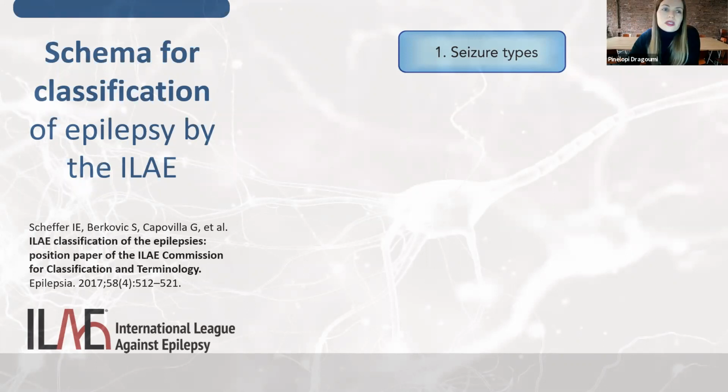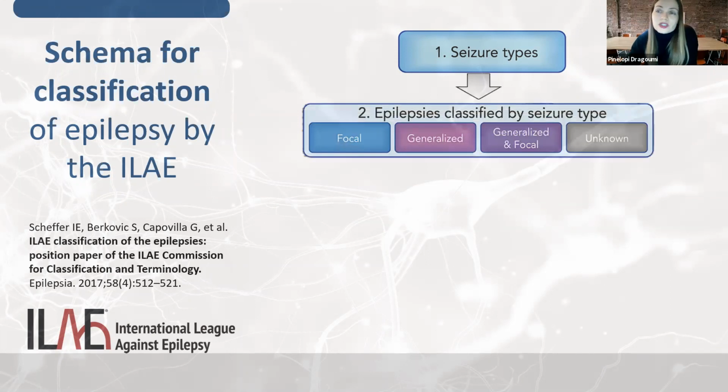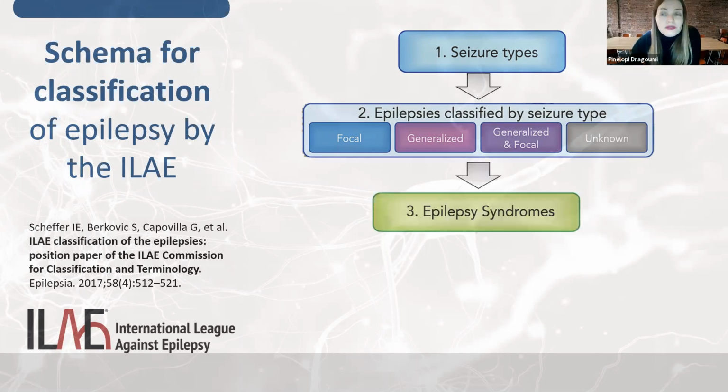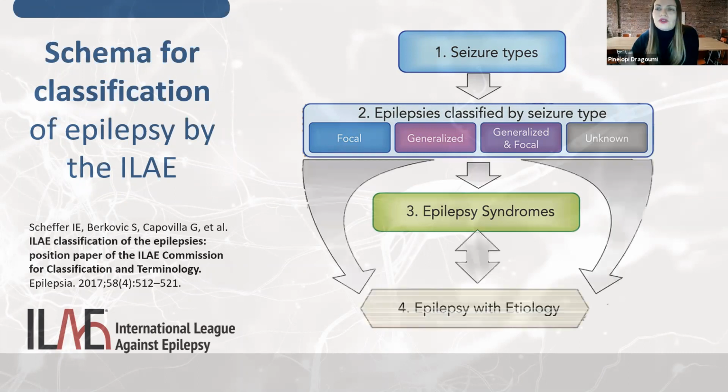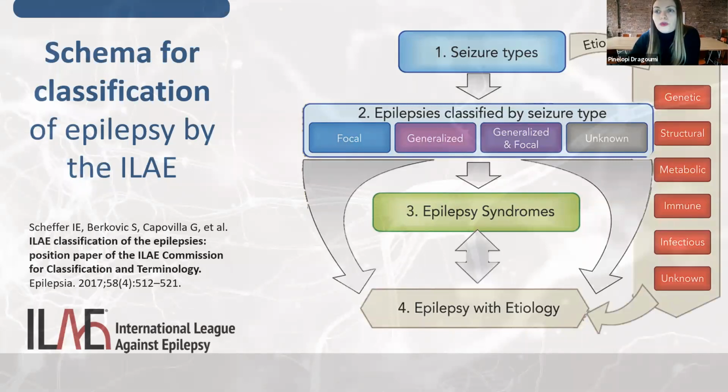This is a proposed algorithm for classification of epilepsy by the ILAE. We have to start from seizure type and then try to classify the seizure types in one of these classifications that we mentioned before, and then see if the characteristics of this person's epilepsy can make us diagnose an epilepsy syndrome. And at the same time, whether we can diagnose an epilepsy syndrome or not, think about the etiology of the epilepsy.